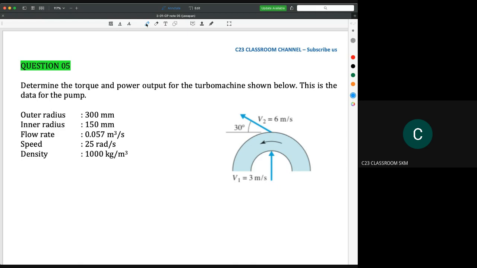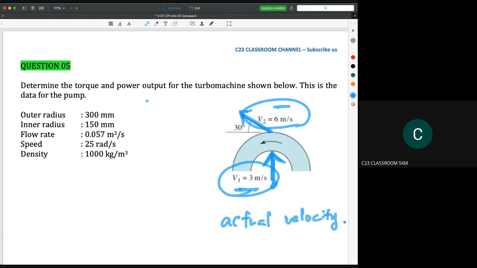So here, this is the turbo machine, meaning the pump, because we could see here the inlet flow is from the center point, goes through like this, and then this is the outlet. This is the output. And then it gives you V1 is equal to 3 meter per second and V2 is 6 meter per second. So normally if the question gives you something like this, it will show you the actual velocity.